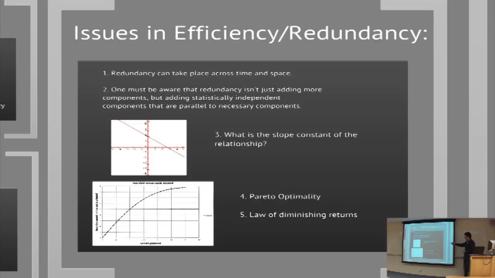Then there's obviously the question of what the slope constant of the relationship is. So in a way, you can imagine redundancy and efficiency as two axes on a graph.